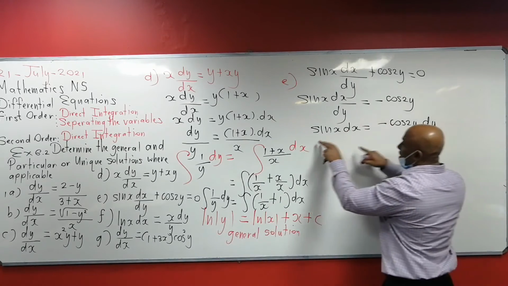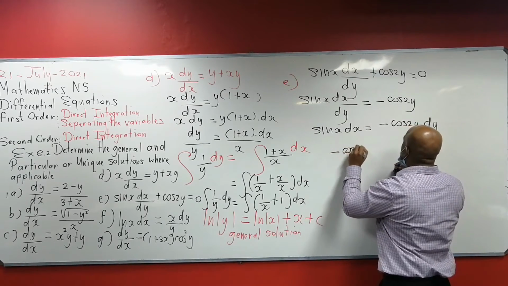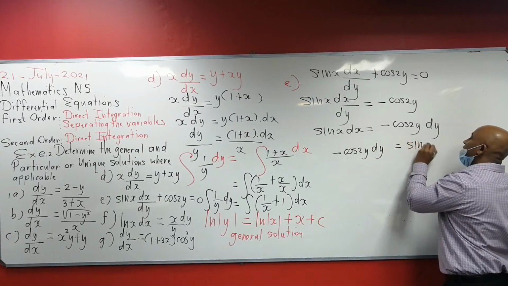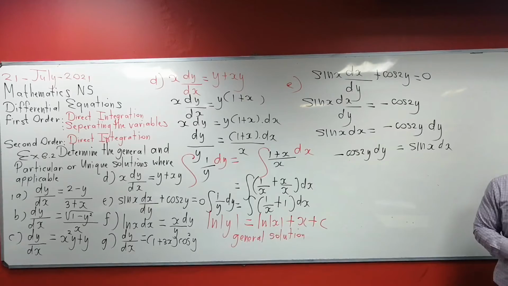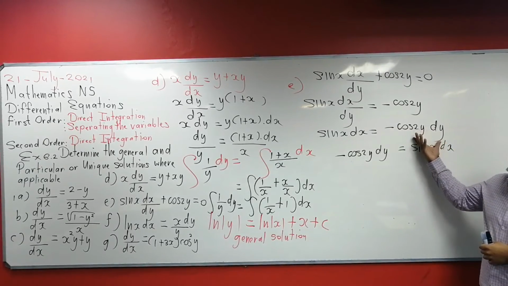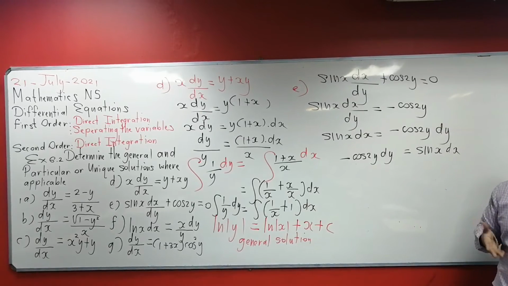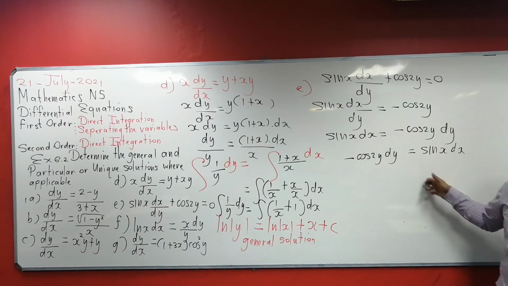If I copy this on the left hand side, I'll have minus cos 2y dy is equal to sine x. So I'm not transposing anything now. All I'm doing is copying whatever's on the right, on the left, and whatever's on the left, on the right. I can do that because there's an equals to sign. Left hand side is equal to the right hand side.